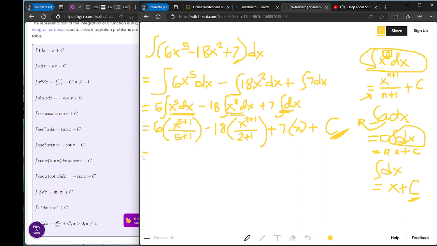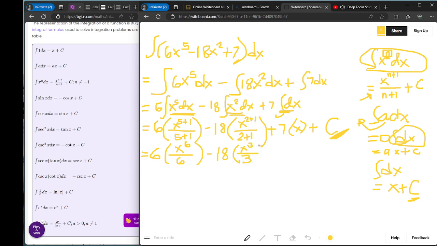So simplifying, we have 6 times x to the 5 plus 1. So our exponent will become 6, and divide by 5 plus 1, which is 6, and subtract 18. Then you have x to the 2 plus 1, which is x cubed.